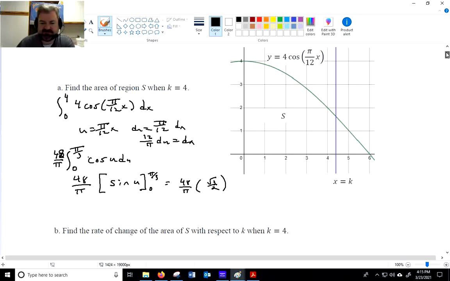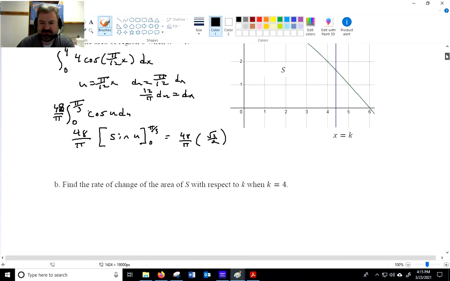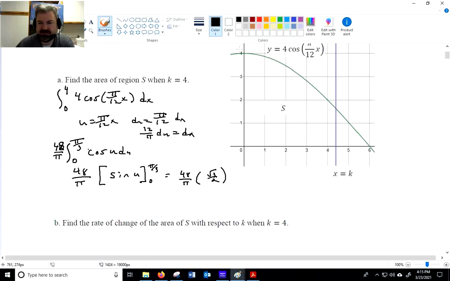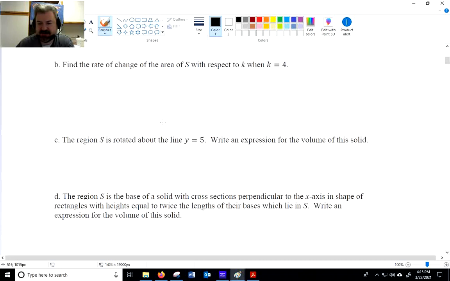All right, our next question says, find the rate of change of the area S with respect to k when k equals 4. The area in S, which is bounded under this curve and the y-axis and the vertical line x equals k, can be found with the integral from 0 to k of 4 cosine pi over 12x dx. But I want to find the rate of change in this area. This is the expression for the area, so I want to find the rate of change with respect to k. So I want the dk.